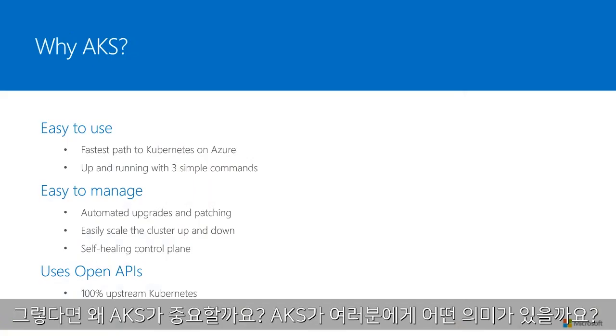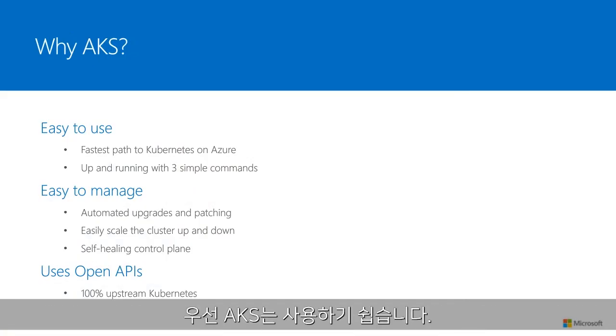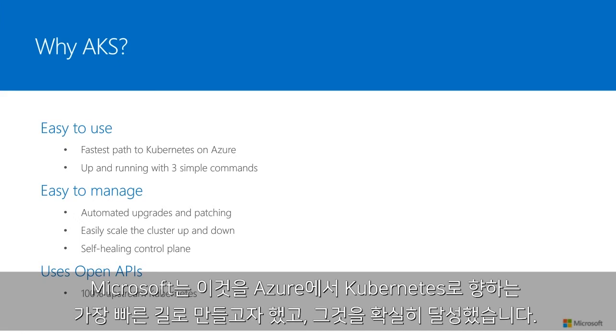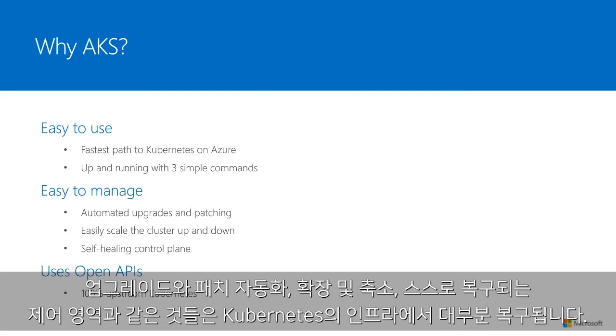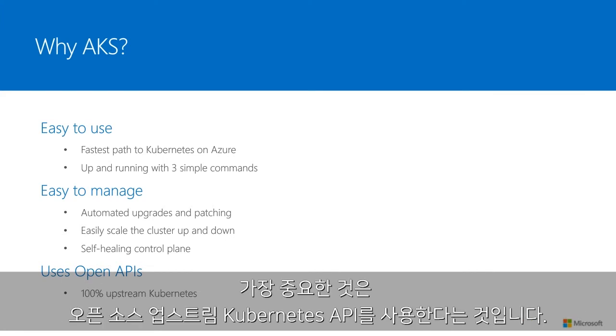So why is this important? Why does this matter to you? Well, first of all, this is easy to use. We want to make this the fastest path to Kubernetes on Azure, and we've certainly achieved that. Up and running with 3 simple commands. I'll show that to you in a moment. We also want to make this easy to manage and operate: automated upgrades, patching, scale up, scale down. The control plane is now self-healing, so if there are issues with the Kubernetes infrastructure, it will auto-recover from most of that. And most importantly, this uses the open source upstream Kubernetes APIs.